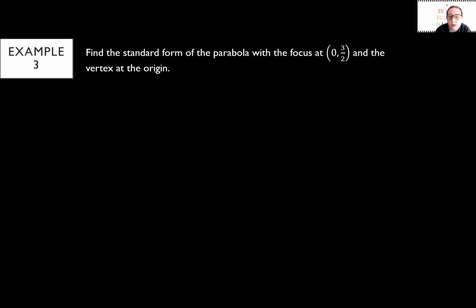So here's one where we don't have a graph, so you're just given points. So we want to find the equation. We've got the focus, which is at 0, 3/2, and then the vertex is at the origin. So the vertex is at the origin, so that's going to be 0, 0. And then the focus is at 0 and 3/2.